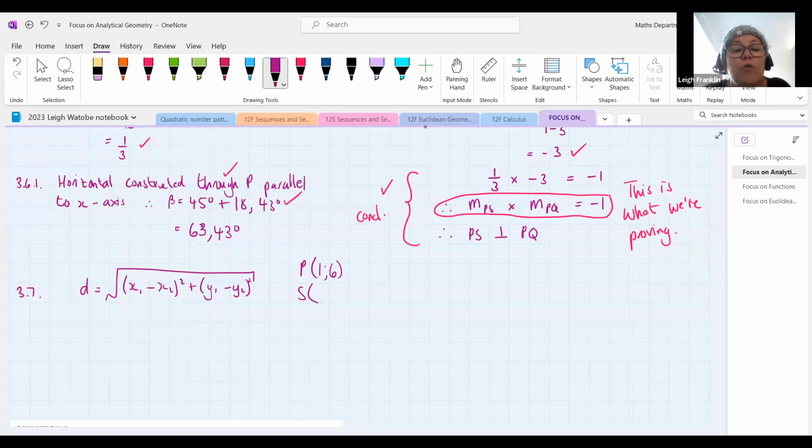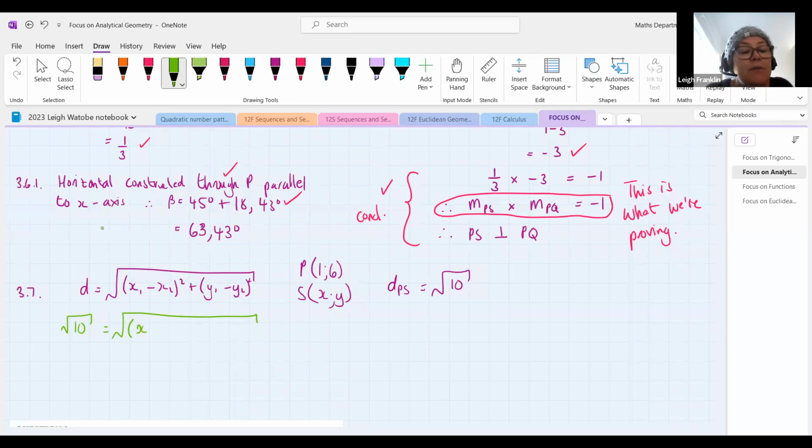And we don't know the coordinates at S, that's what we're trying to calculate. We also know that the distance of PS is root 10. So when we sub in here, we would put in our root 10 for our distance. And underneath our root sign over here, we could go x minus 1 squared plus y minus 6 squared.